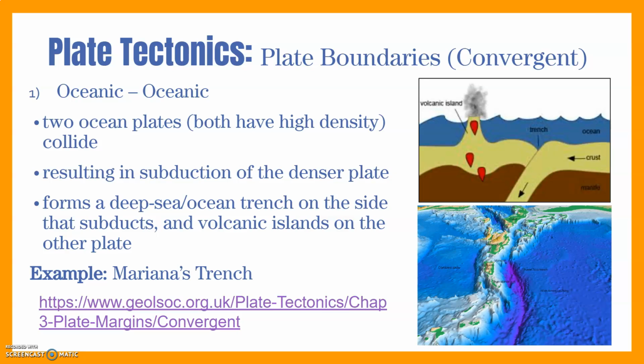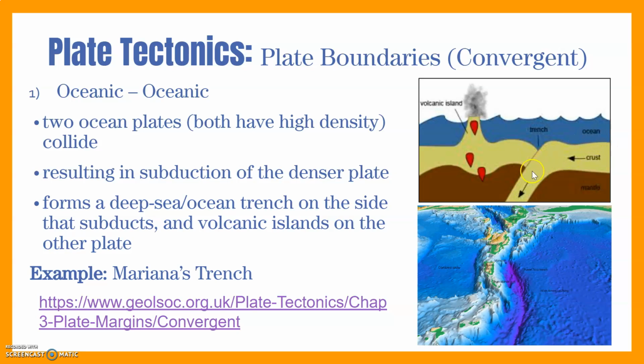So when you have plates colliding and they're both ocean plates or ocean lithosphere, then we call it oceanic. Both of these plates have a high density, but whichever plate is a little bit more dense, meaning it has a little more iron, is going to be the plate that subducts, which is what you can see happening in this picture if you follow my pointer here.